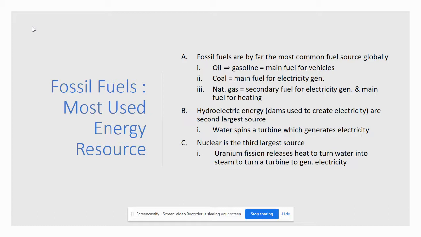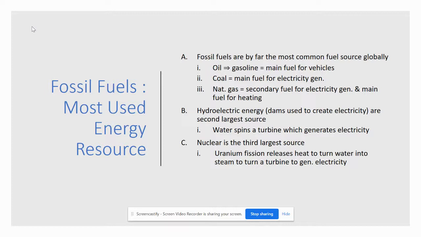The next is hydroelectric energy, and that's usually energy created via a dam. What we do is we tend to dam rivers, and so it stops and controls the actual water flow. And when we control the water flow, we can establish turbines, and those turbines are going to spin due to the water flow, and that generates electricity. And that's our second largest source of energy on Earth.